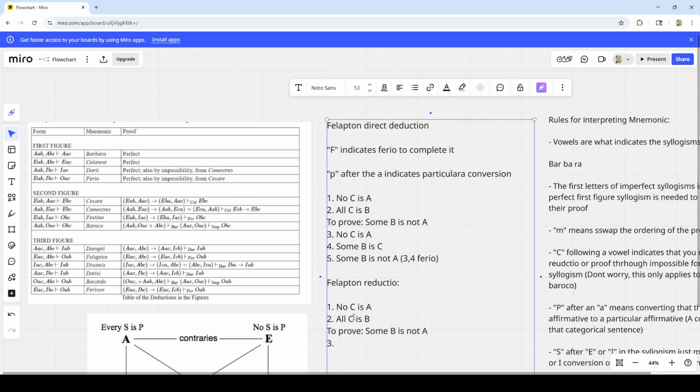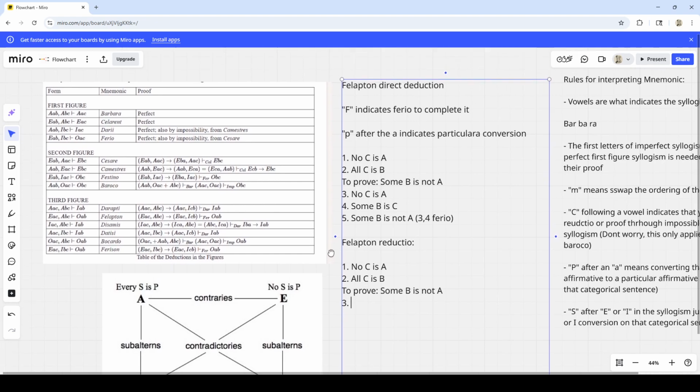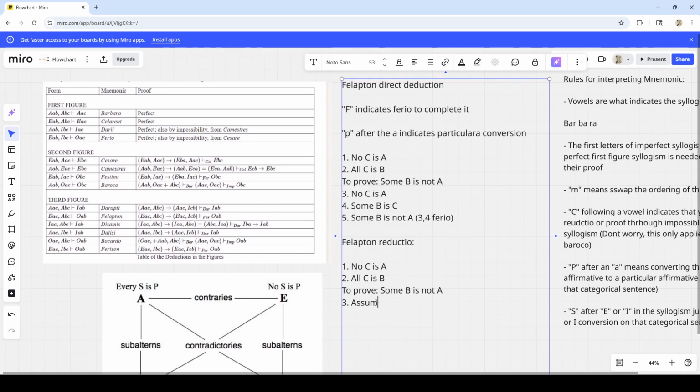Because Philopton's conclusion is some B is not A, which is an O, we can assume that every B is A. Assume that every B is A, and we know that all C is B, and then we can conclude that therefore every C is A, or all C is A. And this would be a Barbara syllogism.